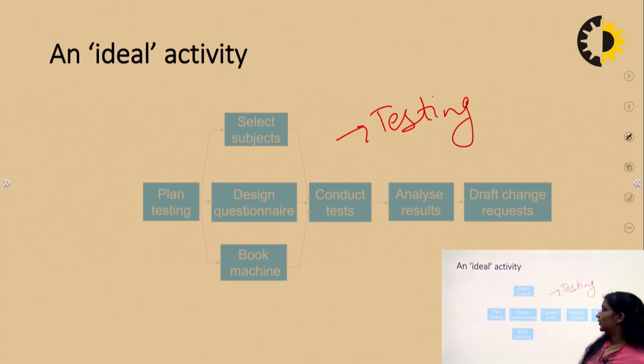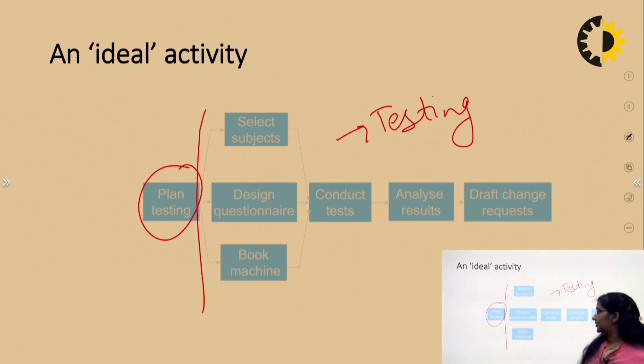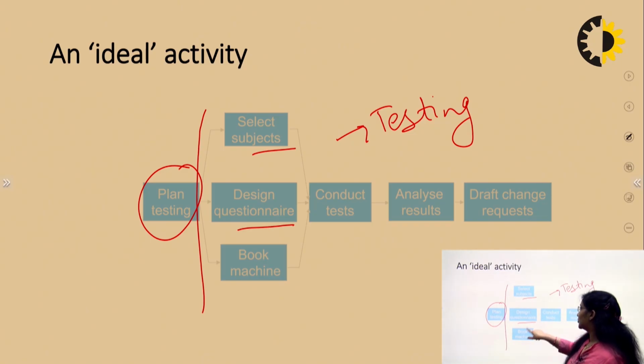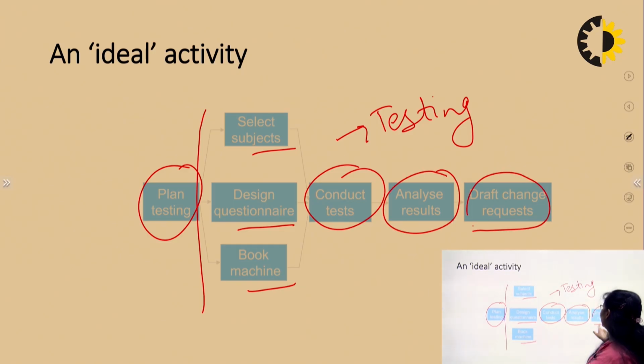So how does it go? We need to plan the testing. After the planning phase, it is divided into 3 parts: selecting the subjects, designing the questionnaire and booking the machine. After all these are completed, like subjects have been selected, questionnaires have been designed and the machine has been booked, we need to conduct the test. After the test, we need to analyze the results and then we can draft the change request. So this is an ideal activity network.